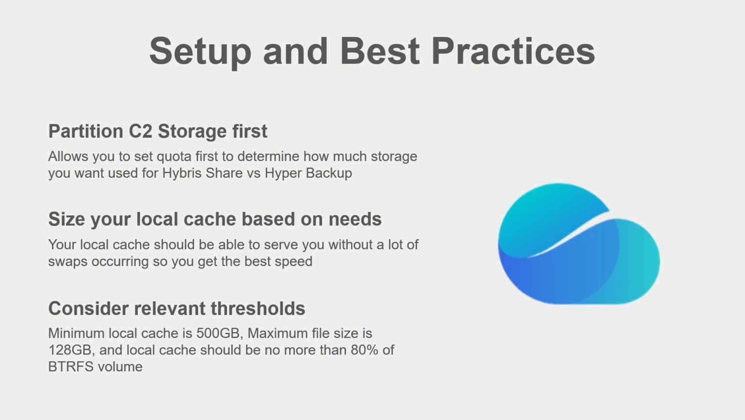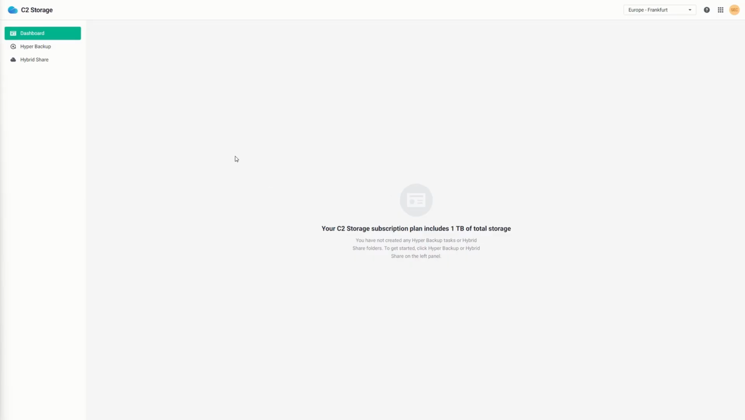So let's check everything out. So here we are in our Synology C2 storage environment. You'll notice that we have around 1 terabyte of storage that we can play with for our hyper backup and hybrid share in our case.